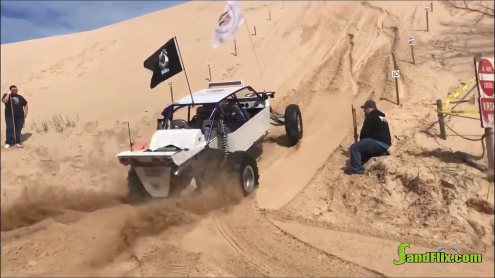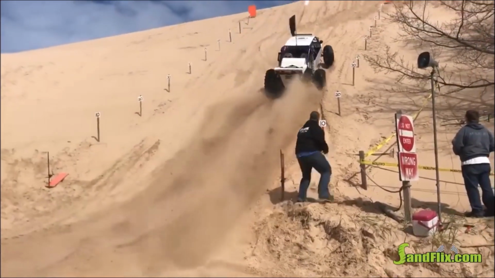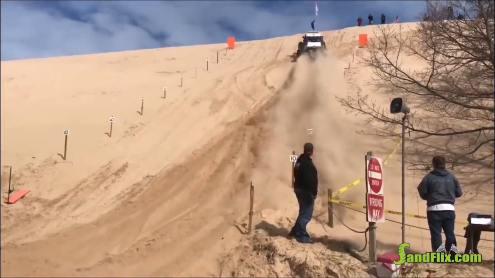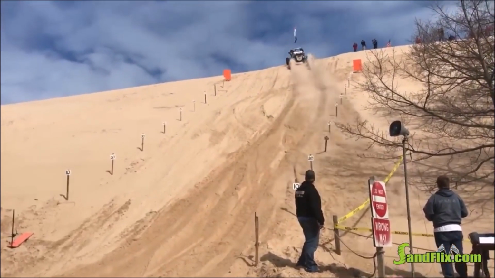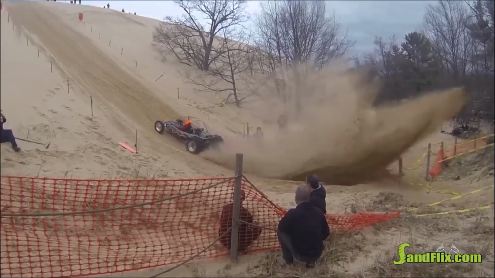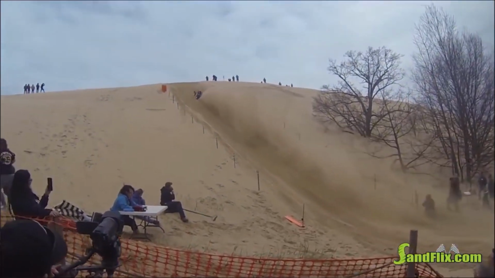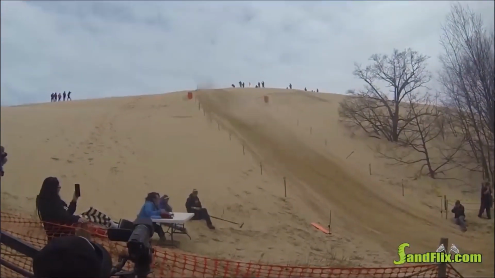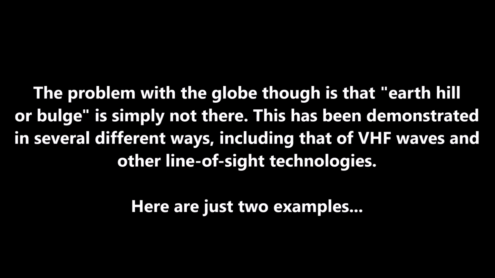Except you only have to stand next to an inclined road to know that that's not the case. You can see cars driving up a hill and they will appear to get smaller and smaller as they get further from you. Once they crest the hill, they begin to disappear bottom up. And that's because the Earth is blocking our line of sight to them. The problem with the globe though, is that Earth hill or bulge is simply not there.